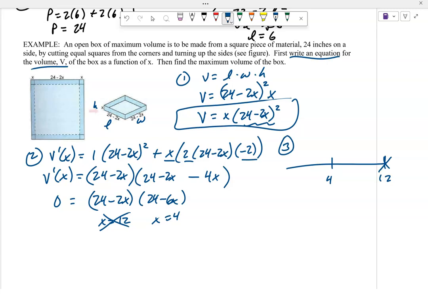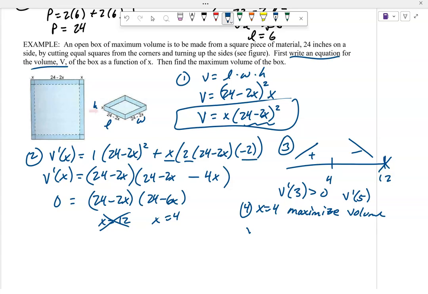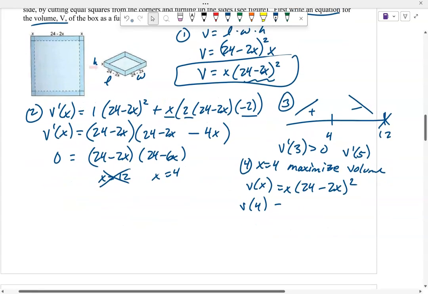So throw in V prime of 3. You see that's positive, so we increase up to 4, and then we'll plug in V prime of 5. That'll be negative, so it'll maximize at 4. All right, we'll have a max there. So x equals 4 will maximize volume. So here's our volume formula: x times 24 minus 2x squared. Throw in 4. Let's find the maximum volume by throwing the 4 in.